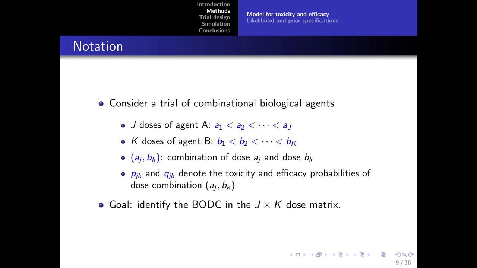Page 9. So here is the basic setup. We consider J doses of agent A, A1 to AJ, and K doses of agent B, B1 to BK. And we use AJBK to denote the combination of dose AJ and dose BK. We use PJK to denote the toxicity of the combination AJBK, and QJK to denote the efficacy for the combination AJBK. And as we said, our goal here is to identify the BODC in the J times K dose matrix.